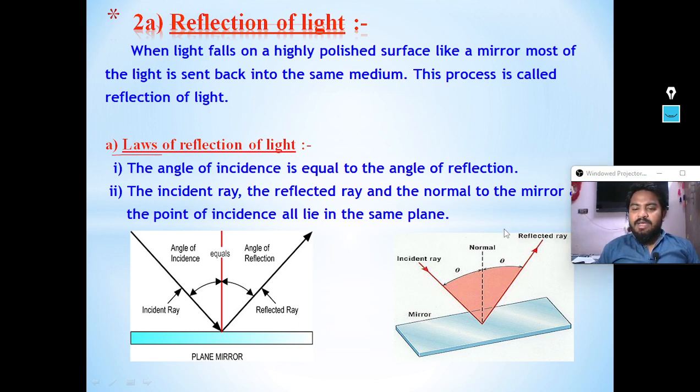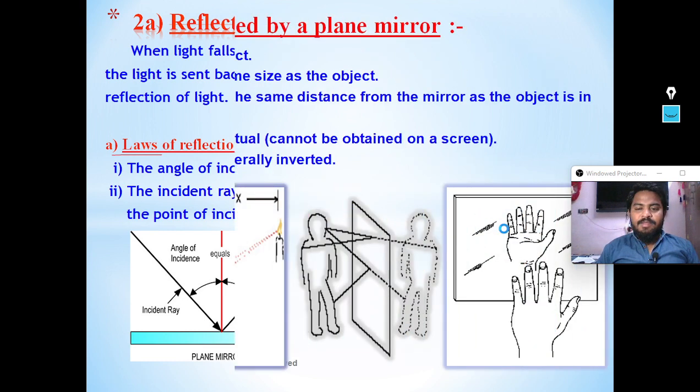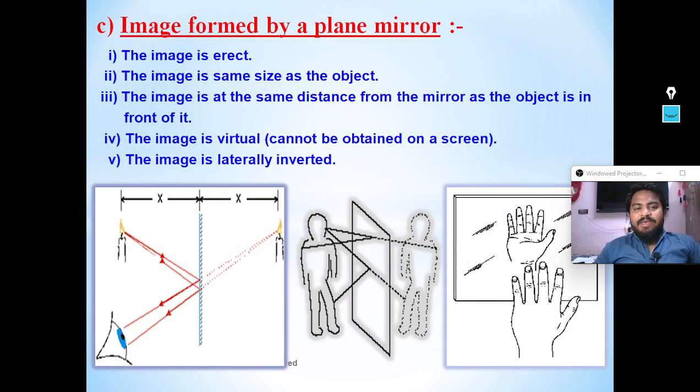So coming to the next, image formed by plane mirrors, right? So here there are two types of images actually. They are a real image and a virtual image, right? Before explaining the image formed by a plane mirror, let's have the basic definition of image. What is an image, first of all, right?